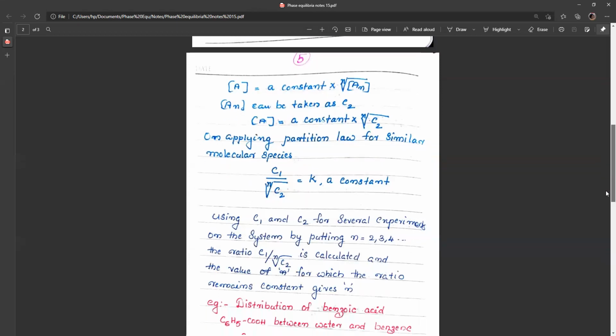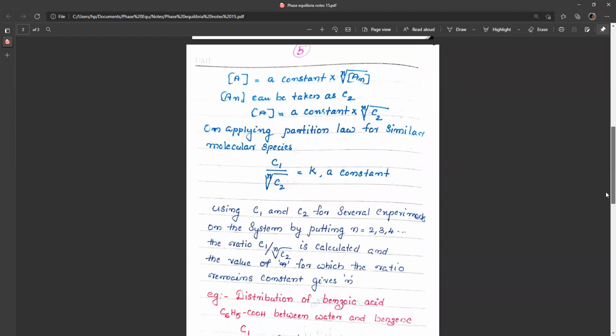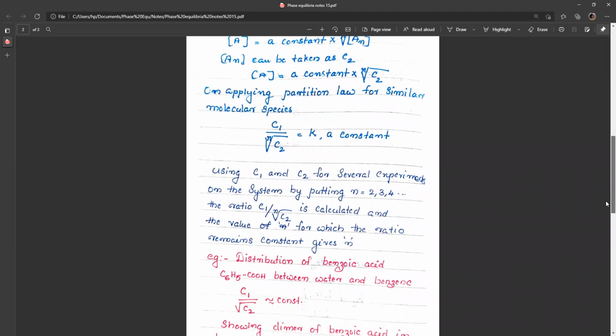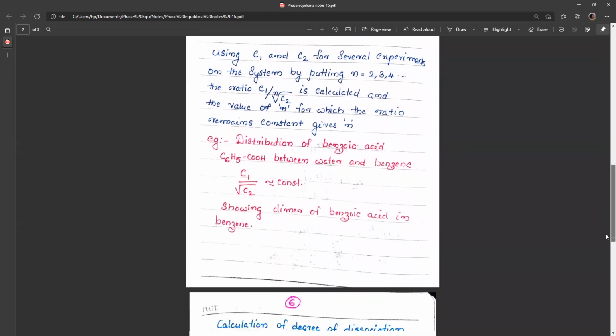Another example is the distribution of benzoic acid between water and benzene. In that case we repeated the experiment by putting n equal to 2, 3, 4, etc. And we found that C1 by the square root of C2 remains a constant, showing dimer formation of benzoic acid in benzene. So benzoic acid is a dimer in benzene.